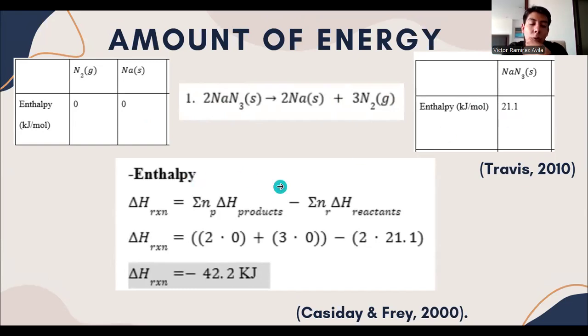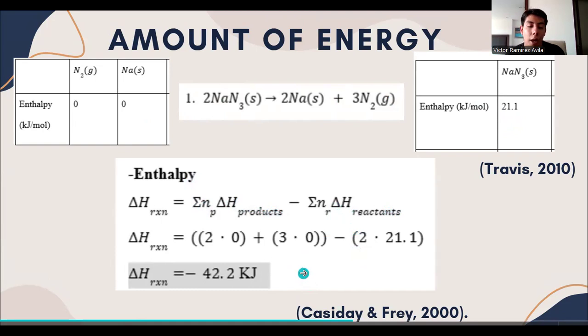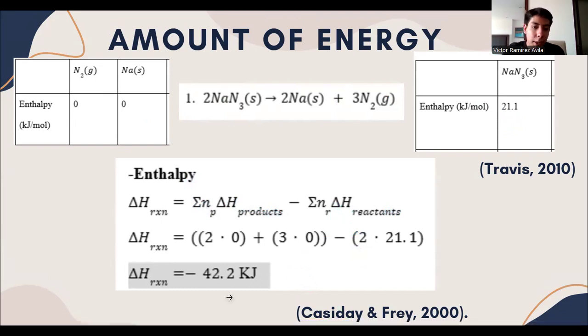And if we follow the equation for the difference of enthalpy, we are going to get that the energy is minus 42.2 kilojoules. And that means that the reaction is exothermic. So the reaction loses energy and gives it to the environment.